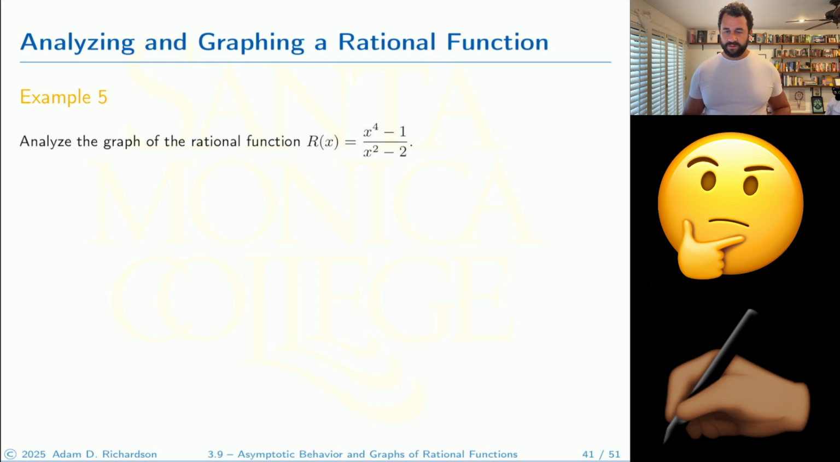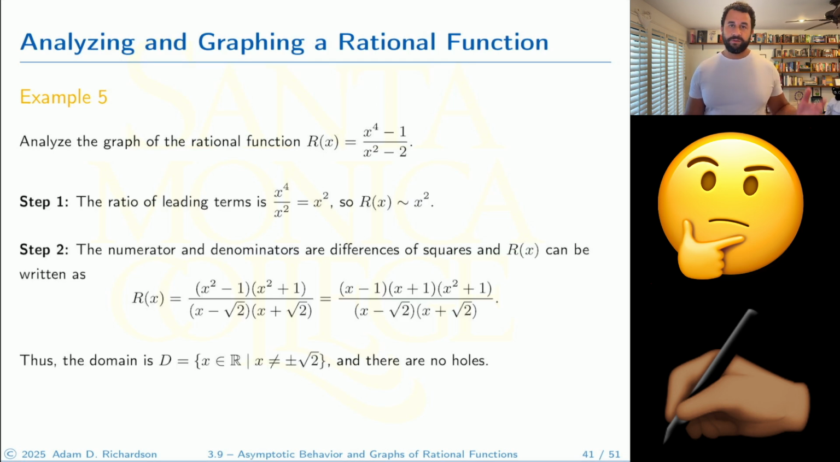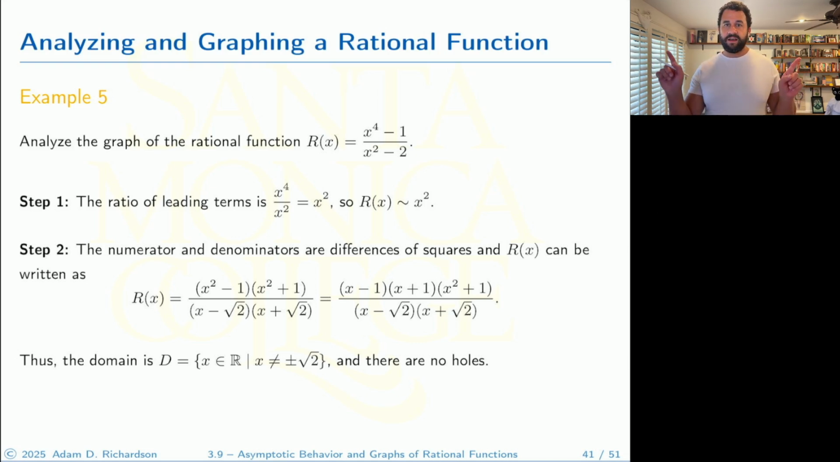All right, here we go. So first thing, look at the ratio of these two leading terms. x to the fourth over x squared is x squared. So our function is asymptotically equivalent to x squared, which means at the ends, it's going to look like x squared. Remember, this is not the exact asymptote. It's just the end behavior. That's why we're using that squiggly line. It's going to behave roughly like this at the end.